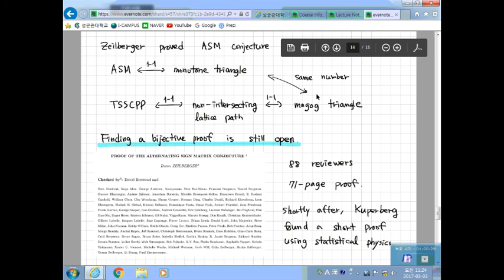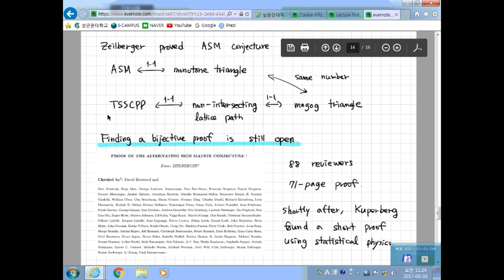And he defined what's called the Markov triangle. And for TSSCPP, we will see this semester that there is a nice correspondence between it and non-intersecting lattice paths. This is a one-to-one correspondence with some kind of non-intersecting lattice path, and there is also a simple bijection between this and the Markov triangle. What Zeilberger showed is that the number of monotone triangles is equal to the number of Markov triangles. And because we know that this is equal to that product formula, it gives a link from here to that formula. So that gives the proof.